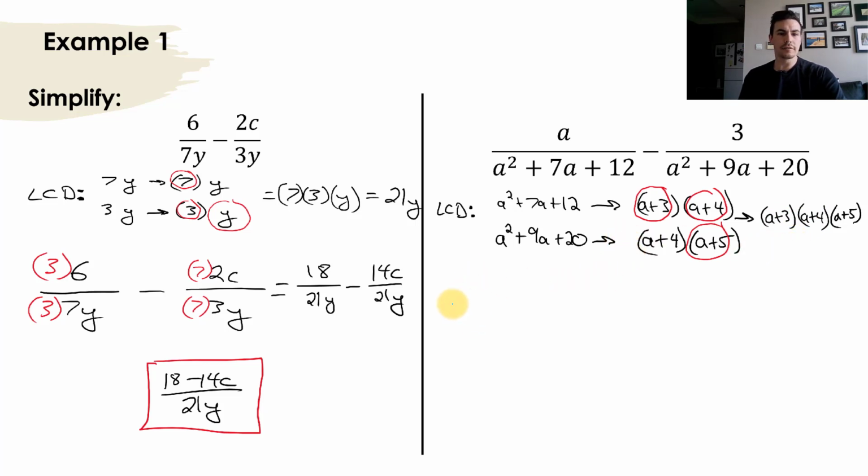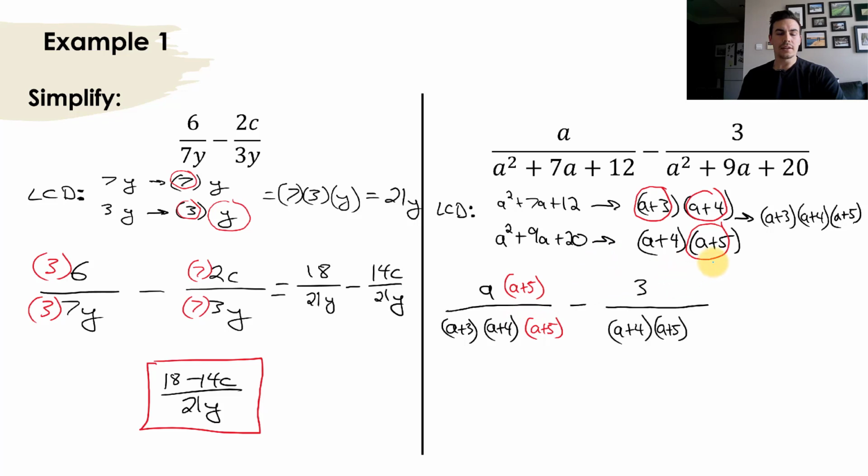Now let's take a look at our first term and just leave it in factored form once you get it factored here. No need to put it back into a squared plus 7a plus 12. Just leave it in factored form, which you already found here. So I can say, what am I missing from my denominator here? Well, I'm missing a plus 5. So we'll go ahead and multiply by a plus 5 over a plus 5 and minus our second term, which we've factored again. What are we missing? We're missing a plus 3. So I'll multiply by a plus 3 over a plus 3.